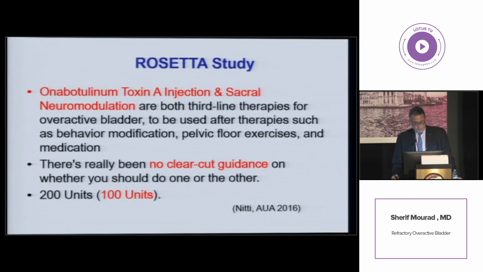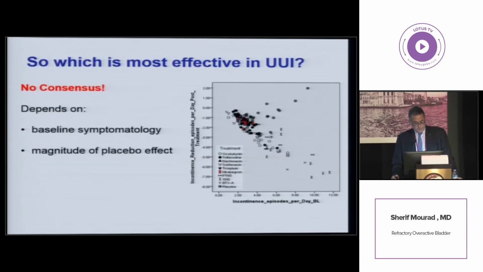So both are third-line therapies for overactive bladder, to be used after therapies such as behavior modification, pelvic floor exercise, and medication are not effective. There's really been no clear-cut guidance on whether you should do one or the other, and whether to use the 200 units or 100 units, because sometimes 100 units are not effective in these patients.